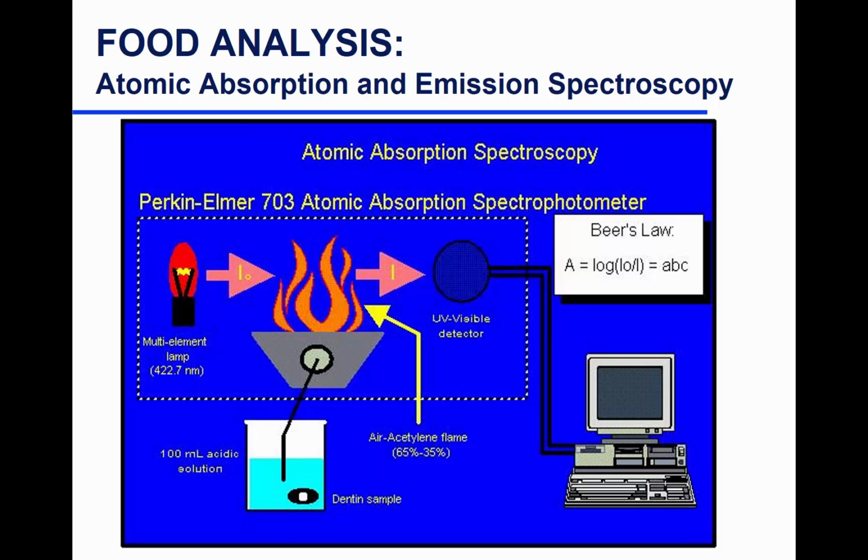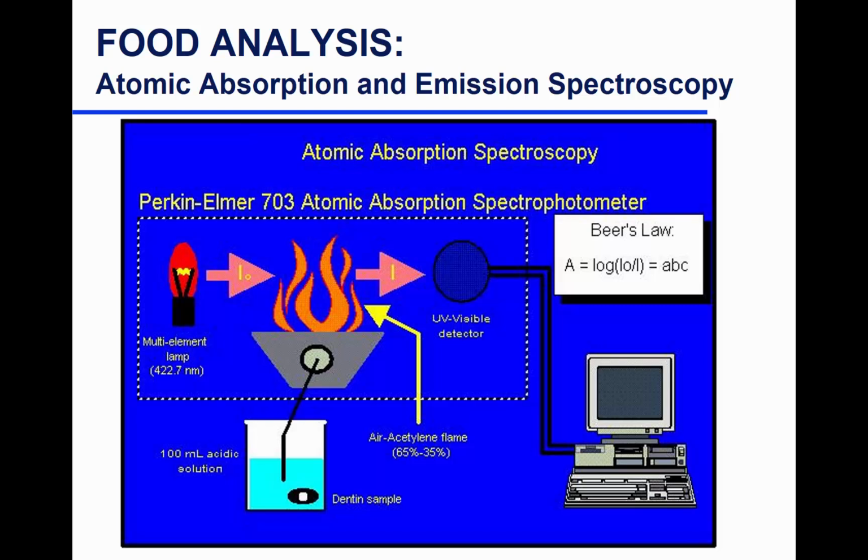So the flame is atomizing and the lamp is exciting. That means giving the energy so that the atom goes from ground state to excited state. And then we apply Beer's law. We convert the transmission of light, taking the log, and then we relate that to absorptivity and the path length. In this case, your flame is your cuvette, and then you can get concentration.